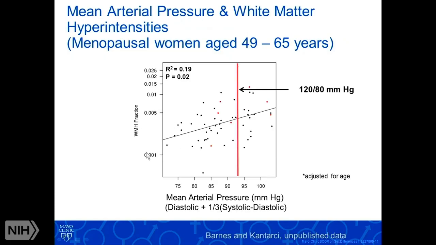It's well known that mean arterial blood pressure may increase the risk for development of white matter hyperintensities.